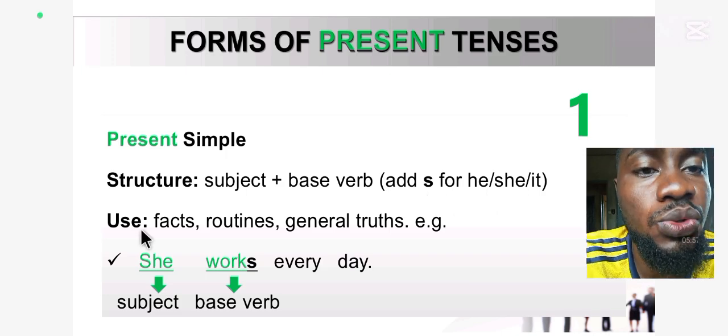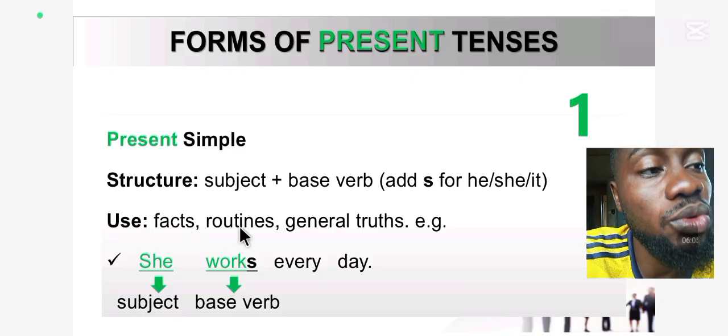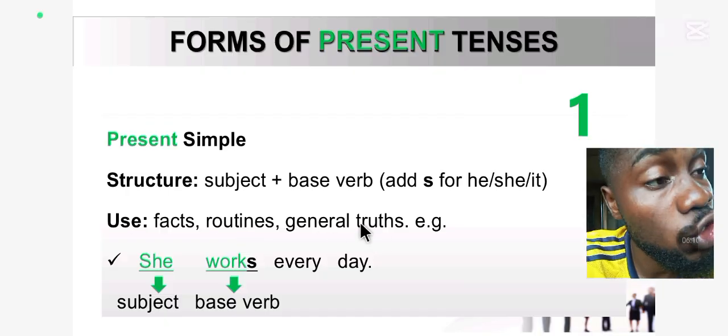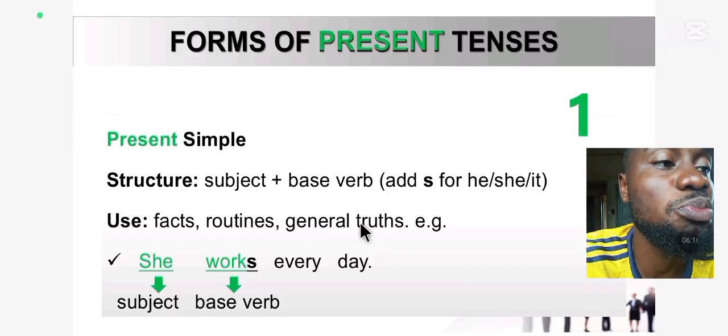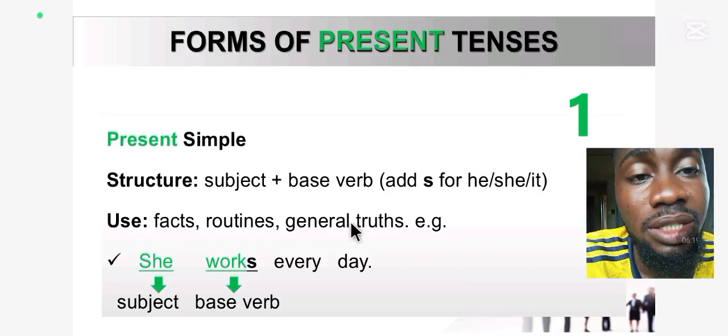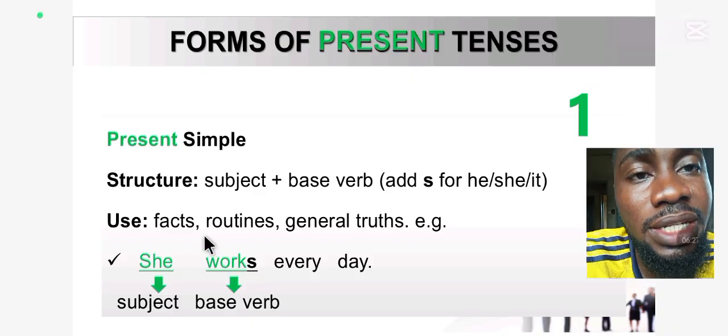Use it to state facts, routines, your normal routine, what is always done, and general truth. So just know it's for facts and routine. You know what a fact is? A fact is something that is proven to be true, there is evidence to it. That's a fact. Let's look at the example under the simple present.